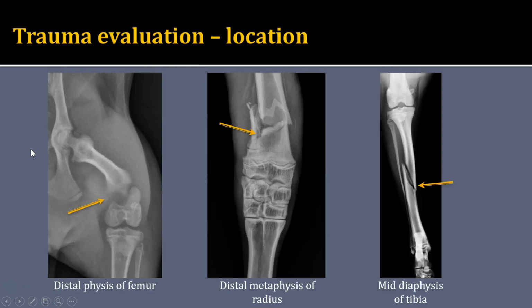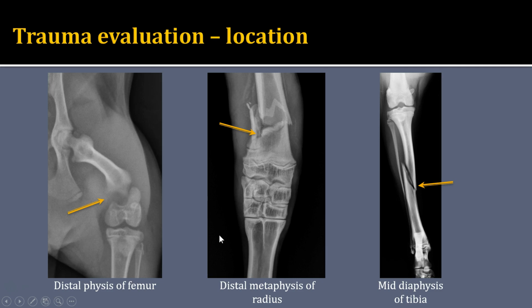Let's just see some examples using location to describe where the fracture is. On the left of the slide is a skeletally immature dog. And this dog has a fracture in the distal femur, which is actually going right through the physis. So fracture of the distal physis of the femur.